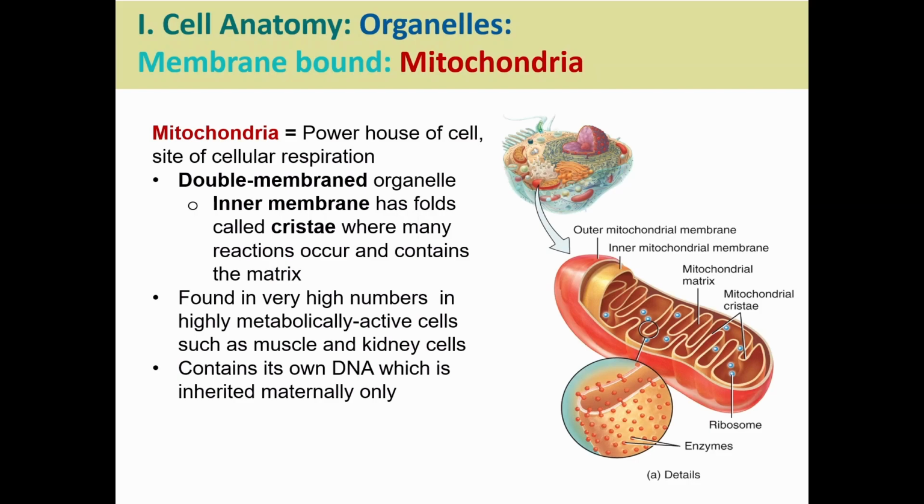When we have a cell that is metabolically active, like super active, so things like muscle and kidney cells that do a lot of work, we're going to see more mitochondria. Compared to cells that are not metabolically as active, something like a red blood cell would not have very many, if any, mitochondria at all.